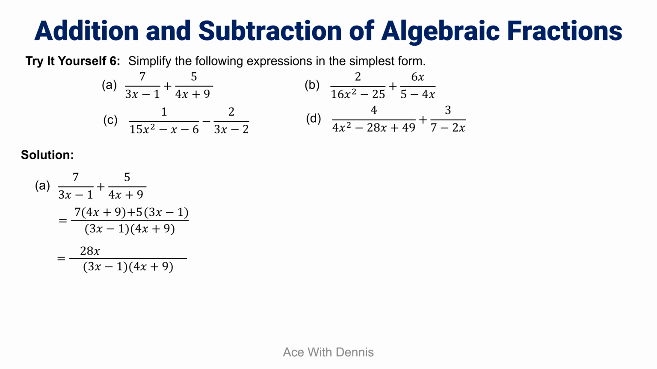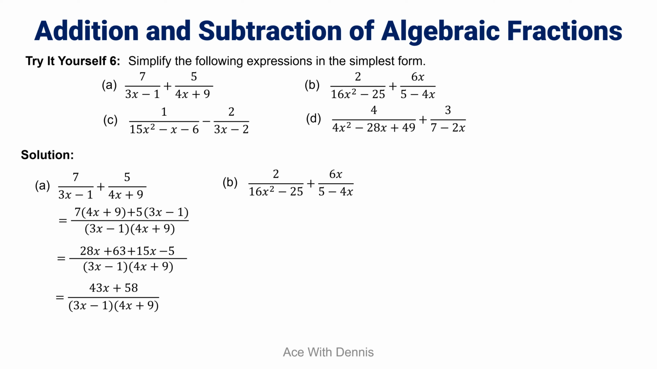Then we expand the bracket. 7 times 4x, we get 28x. 7 times 9, we get 63. Plus 5 times 3x, we get 15x. 5 times negative 1, we get minus 5. Alright, when we simplify, 28x plus 15x, we'll have 43x. 63 minus 5, we get 58. So this will be our answer for A.